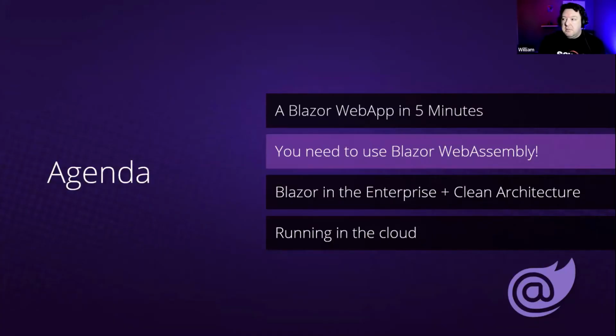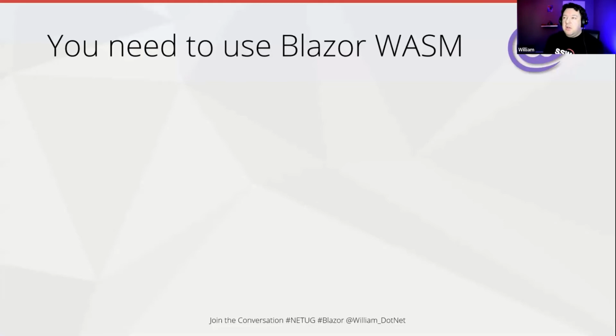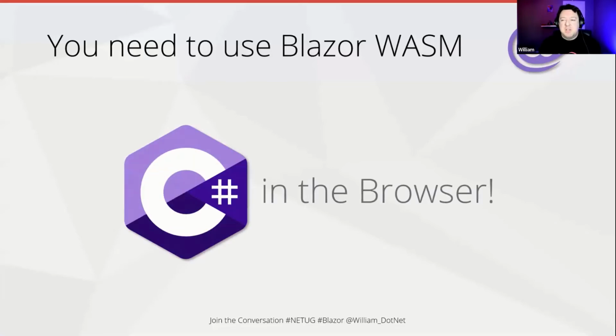So now we know how to make a Blazor web app in 5 minutes and debug it. And I promise you the VS Code debugging does work. Just not sure what I did wrong. Figure out later. Why you need to use Blazor WebAssembly? I'll just give you one very good reason. And that is because we can run C# code in the browser. For me, that's very exciting. And as we'll see, there's quite a lot of cool benefits we can get with being able to do this.